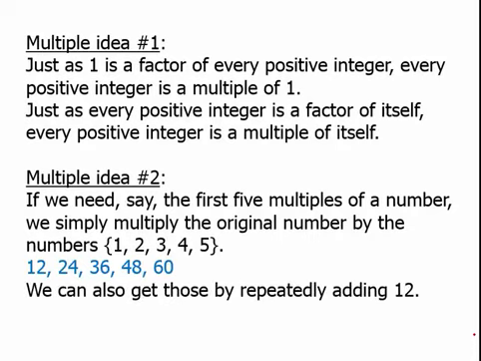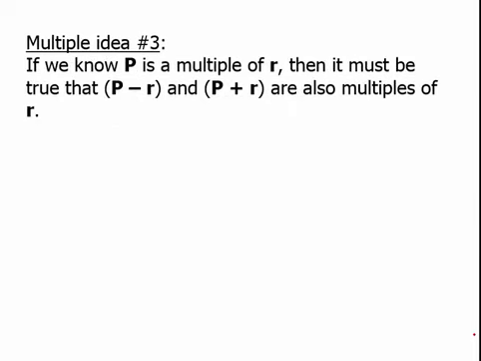Notice we could also get those by repeatedly adding 12. Start with 12, plus 12 is 24, plus 12 is 36, plus 12 is 48, plus 12 is 60. So it's very important that there are different ways to think about the multiples. This suggests that we can just add R to get more multiples. For example, if we know P is a multiple of R, then it must be true that P minus R and P plus R are also multiples of R. In other words, you could add or subtract R and get more multiples of R.